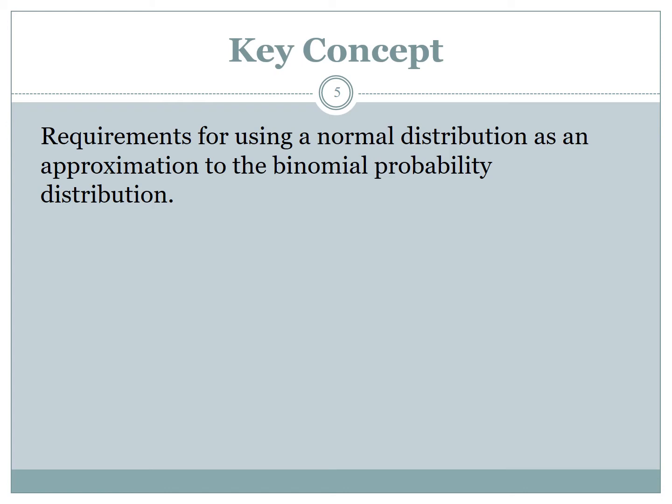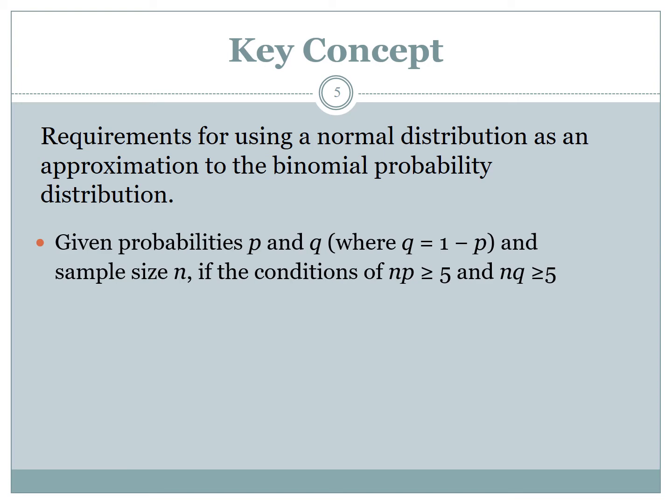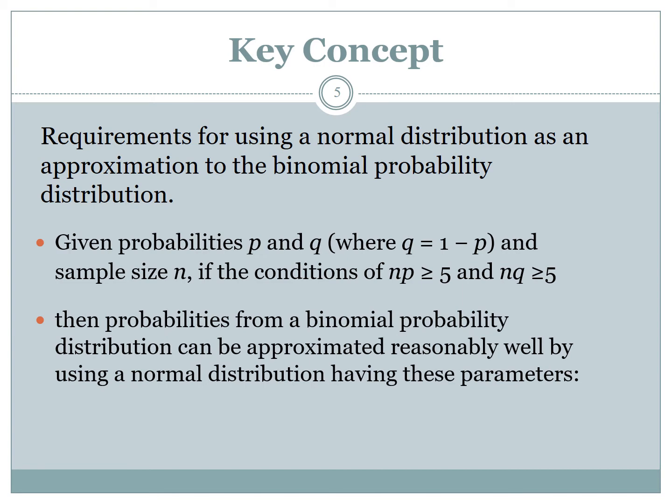What are the key concepts? Let's talk about the requirements first for using a normal distribution as an approximation to the binomial distribution. One of the conditions is that we must have np. Remember, I asked you to write down n, p, q, x. So n, which is the sample size, multiplied by p, which is the probability of success, must be greater than or equal to 5. Similarly, nq must be greater than or equal to 5.